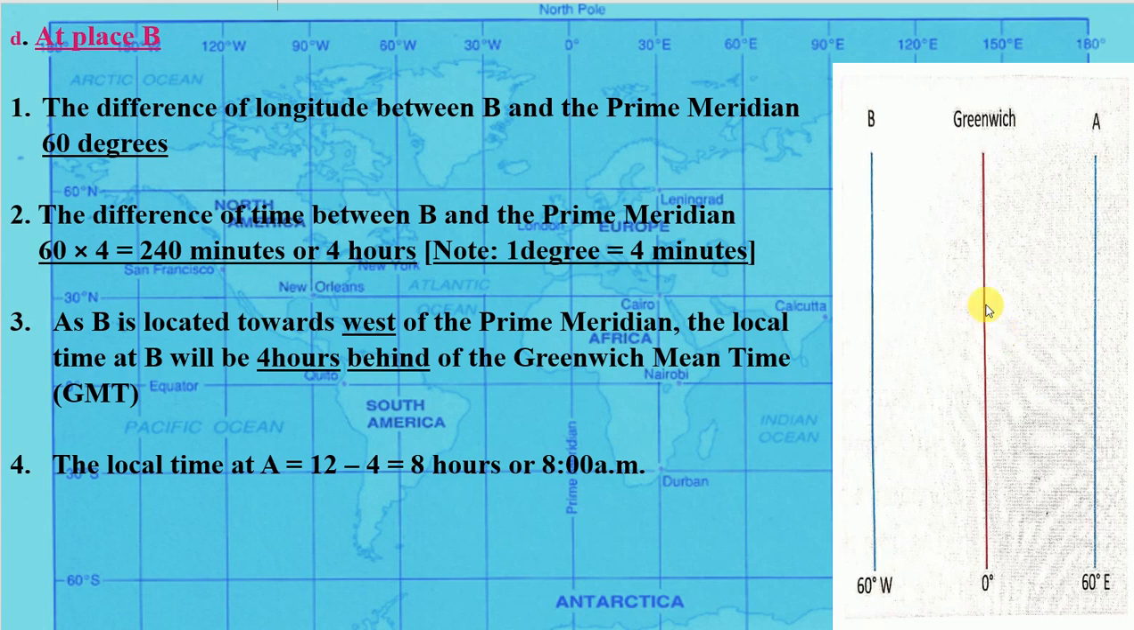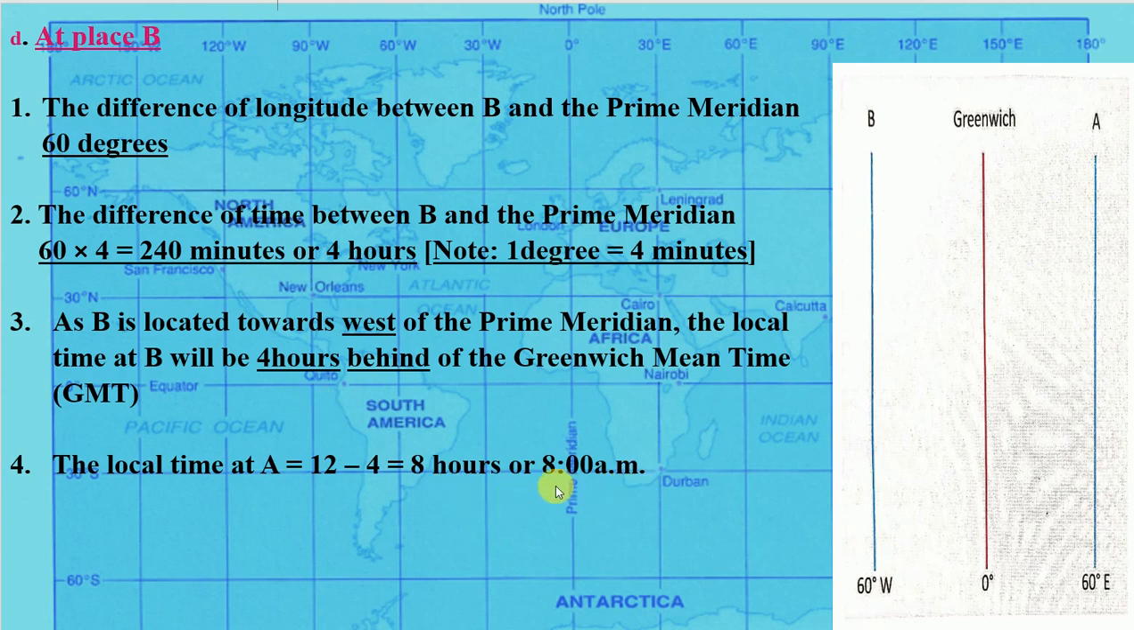So we know that if the place is towards the east, then the time at the place will be ahead. But if the place is towards the west, then the time at that place will be behind. So we have found out that 4 hours, as B is located towards the west of the prime meridian, the local time at B will be 4 hours behind the Greenwich Mean Time.